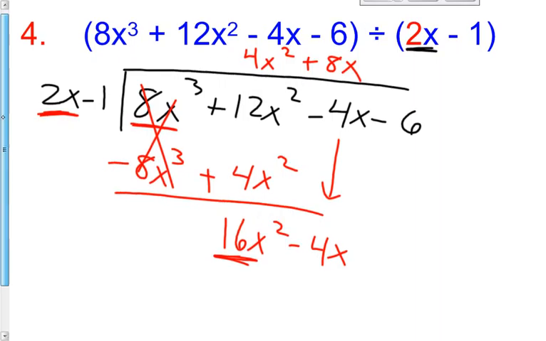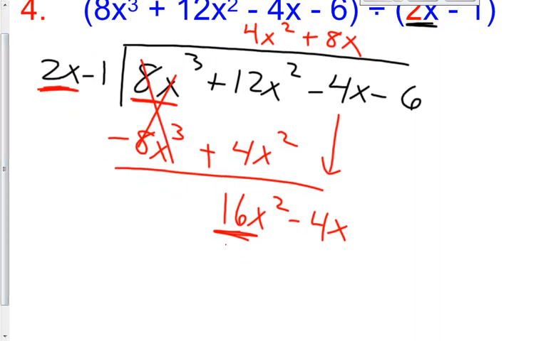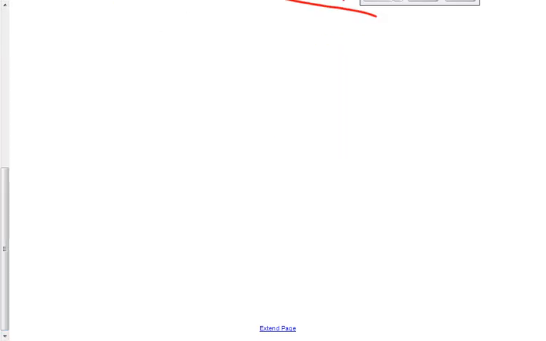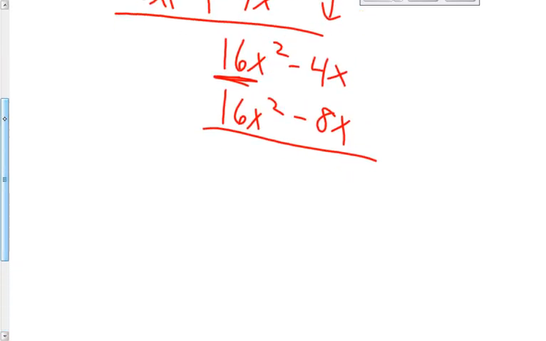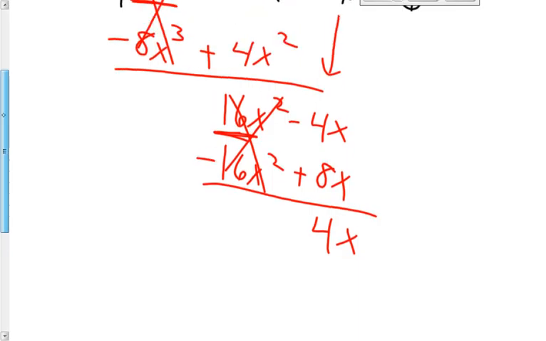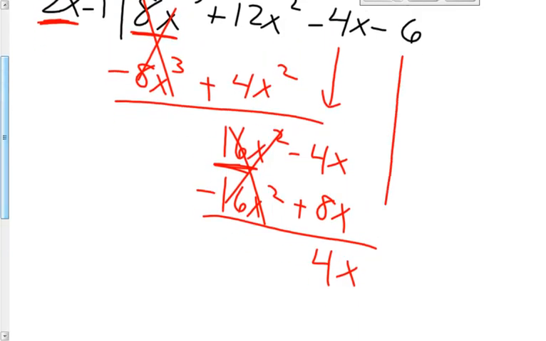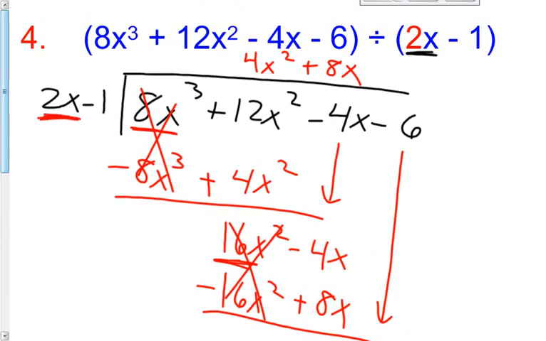Multiply it down. 8x times 2x is 16x squared. 8x times a negative 1 is a negative 8x. Let's do the opposite, which means subtract this and add this. So now this cancels out, and we get a positive 4x. And then we have to bring down our constant term, so that negative 6 is going to come all the way down. Okay, 2x times what is 4x? Well, 2x times 2. So I'm going to have a positive 2 right there.